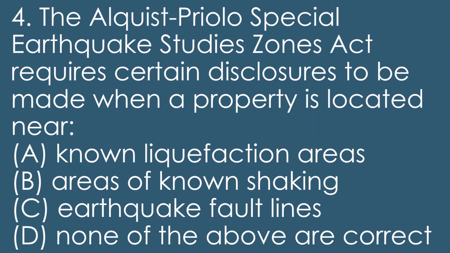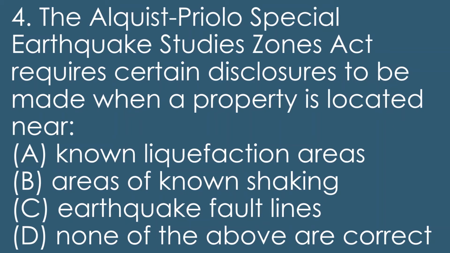Well, what do we know about Alquist-Priolo Special Earthquake Studies Zones Act? This deals with the disclosure that a seller has to do to a prospective purchaser of their property when the property is located within that quarter-mile strip of an earthquake fault line. So the best answer, just by knowing this, looks to be C, earthquake fault lines.